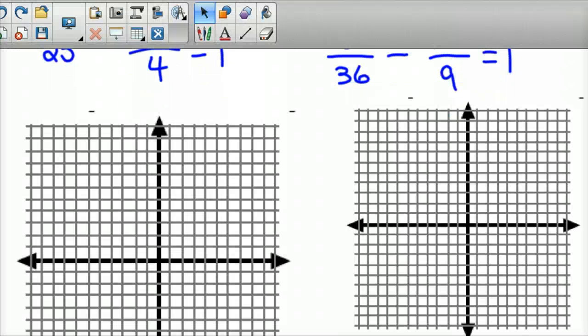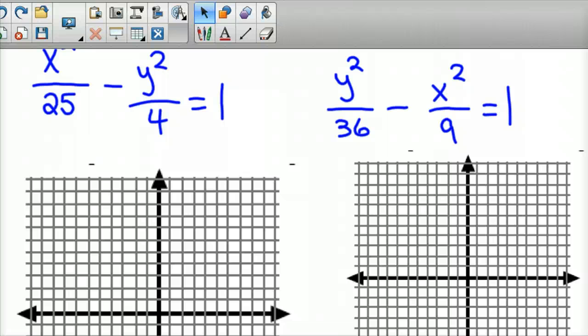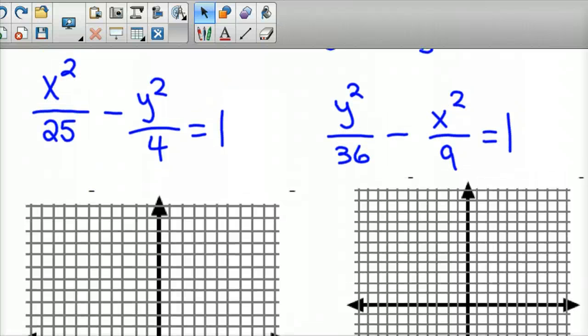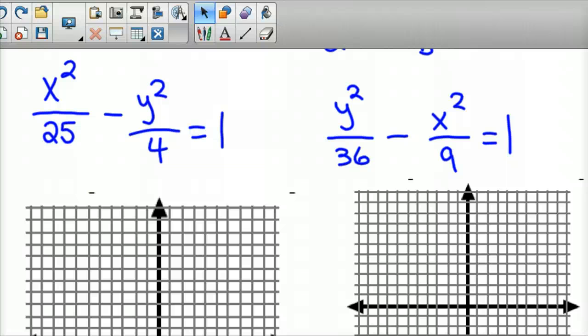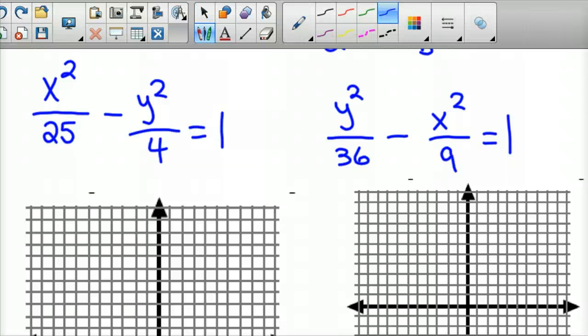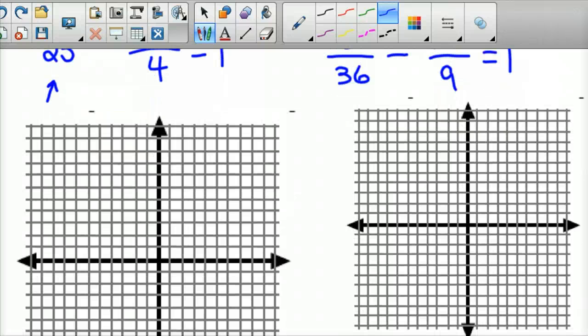That's the first thing to do here. And so what we're going to do here, these are at the origin. And so this 25 here tells me that we're going to go, since it's underneath the x squared, we're going to go right and left 5. So we'll go ahead and put that in there.